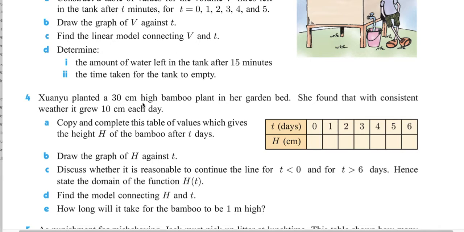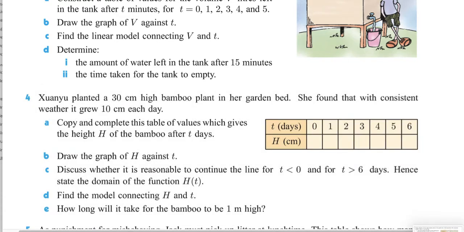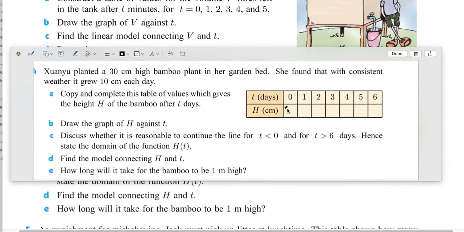Someone planted a 30 centimetre high bamboo plant in her garden bed. She found that with consistent weather, it grew 10 centimetres every day. So we need to copy and complete the table. Because it started at 30 centimetres, we need to write 30 centimetres here. And what we will do is increase this by 10 centimetres every day. So let's do that now. This would obviously go to 40, then we would have 50, 60, 70 and 80 as follows.